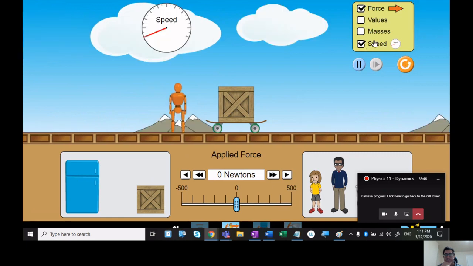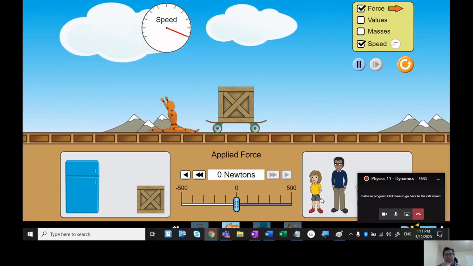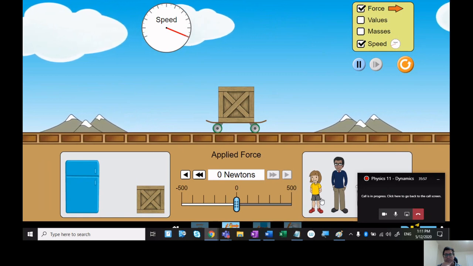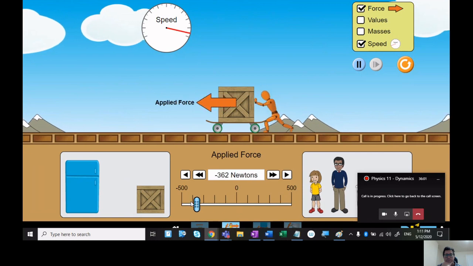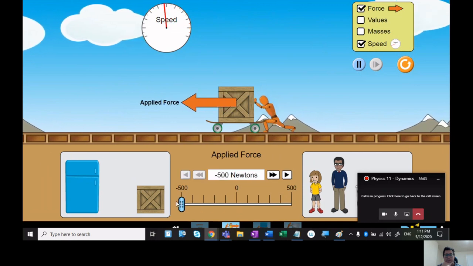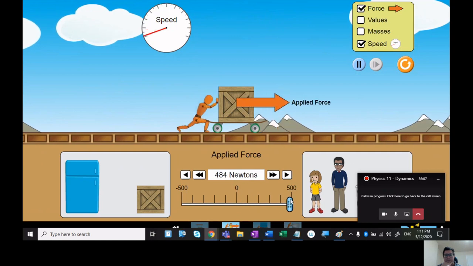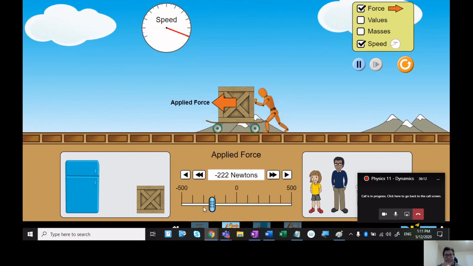Let's do it again. Click speed. Apply 500 Newton, hold it. Look at that speed meter. Maximum speed. And the object just keeps going at maximum speed. There is no slowing down. Can we stop it? Yes. Now, we're lucky that our guy is Superman.